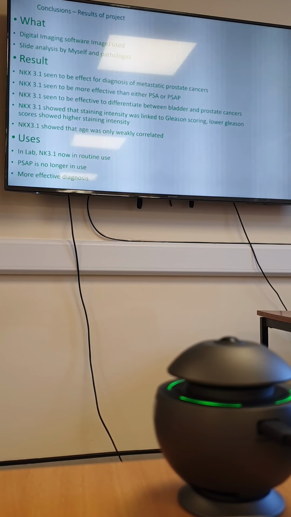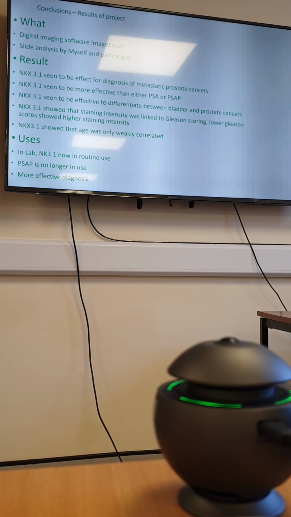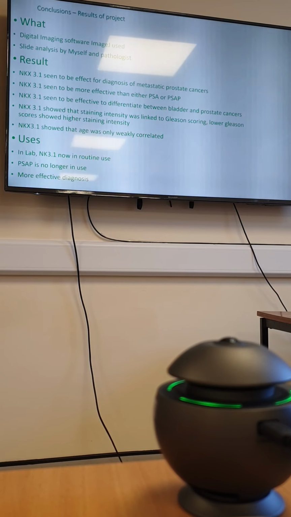So the conclusions: what was the point of the project and why did I do it? As I was going through, using all the software and the slide analysis, you could see that NKX was more effective for diagnosis of prostate cancers in metastatic cases, so it was able to be put into use. It was more effective than PSA or PSAP when tested, and NKX was also effective to discriminate between bladder and non-bladder cancers.